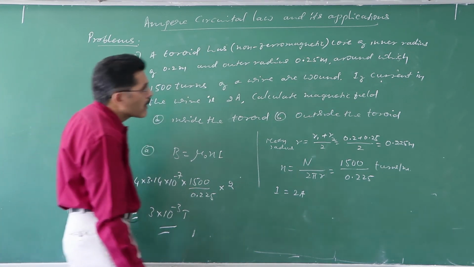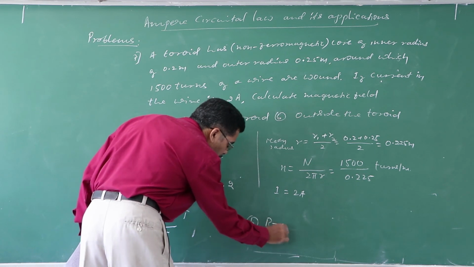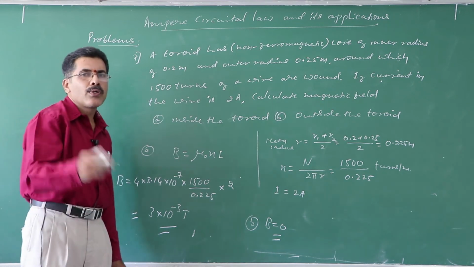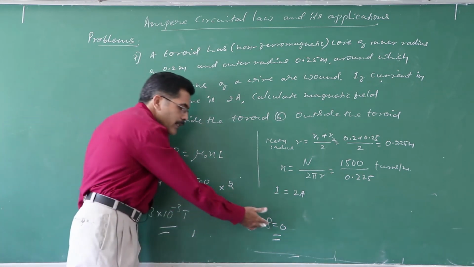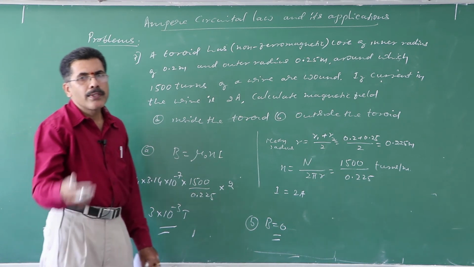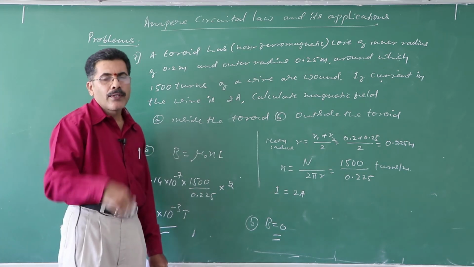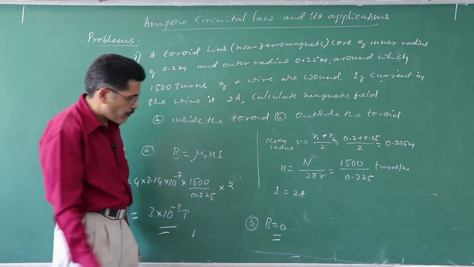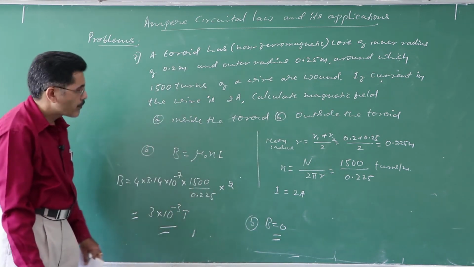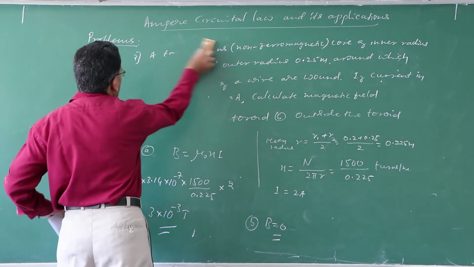And the second thing is, what is the magnetic field outside? Outside the toroid it is 0. Any point external to the toroid has net magnetic field equal to 0. It may be a point within the toroid, in a region within the toroid, or outside the toroid, along the axis of the toroid, a region which is external to it.